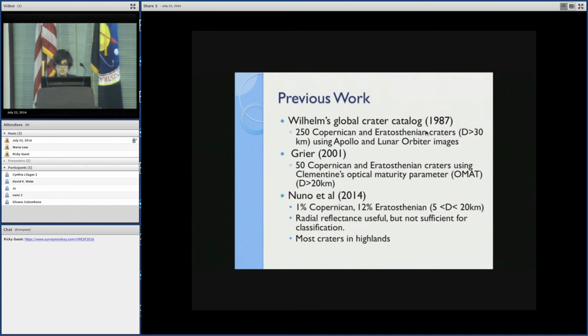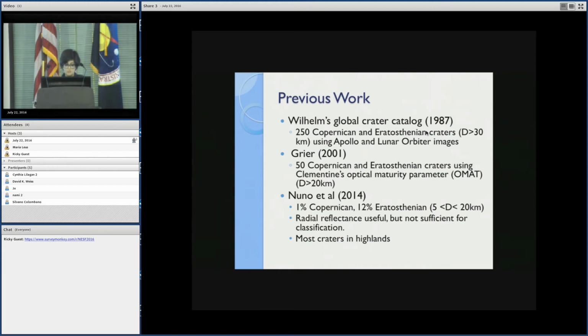Previous work includes Williams' Global Crater Catalog, which consisted of 250 Copernican and Eratosthenian craters larger than 30 kilometers in diameter, using Apollo and Lunar Orbiter images. Also, Greer's crater catalog, which consisted of 50 Copernican and Eratosthenian craters using Clementine's optical maturity parameter, or OMAT.